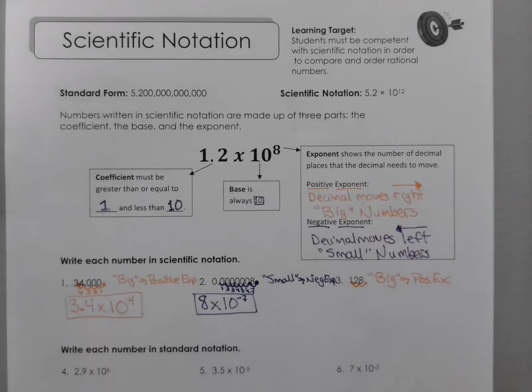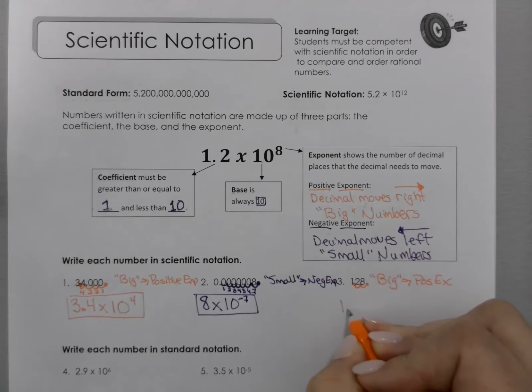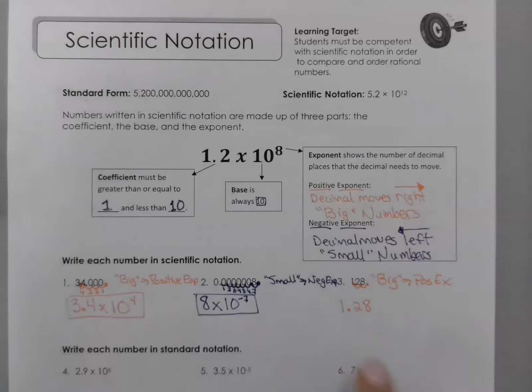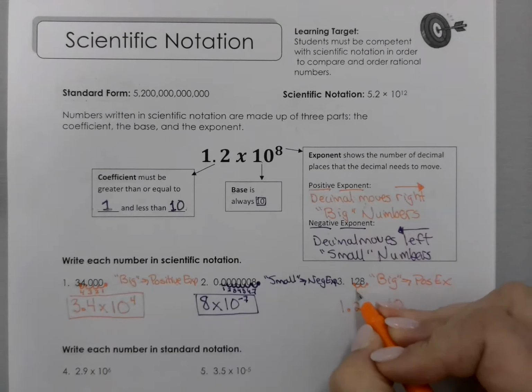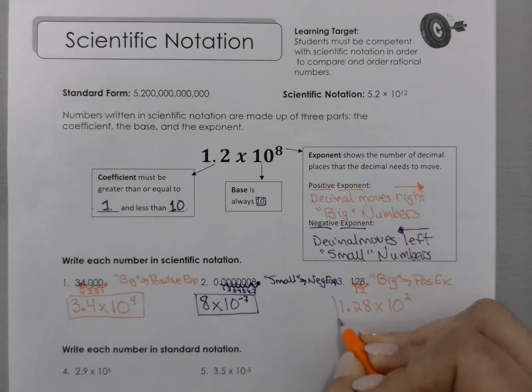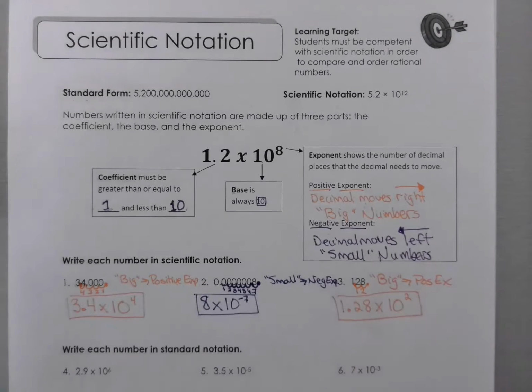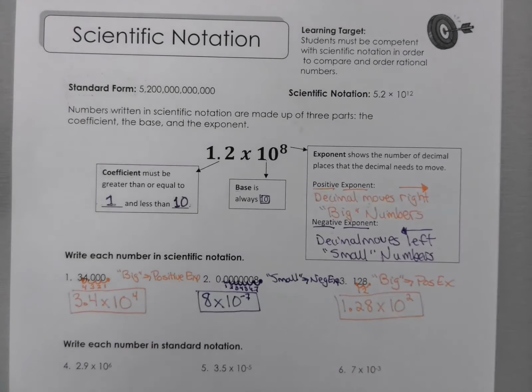Ah, here we go. Now I have 1.28. That is in between 1 and 10. Times 10, that's always my base, and I've moved 1, 2 spaces. So 128 could be written, quite frankly, less conveniently as 1.28 times 10 to the second.